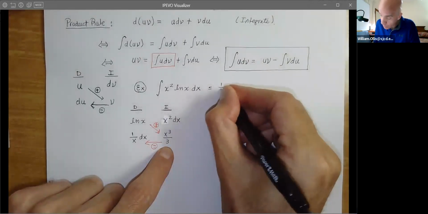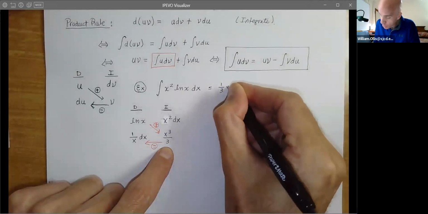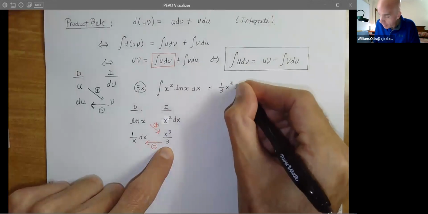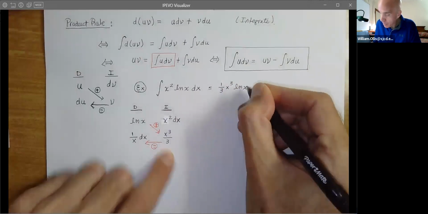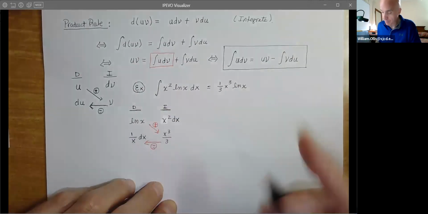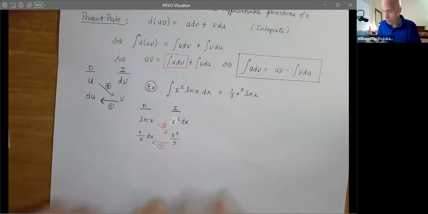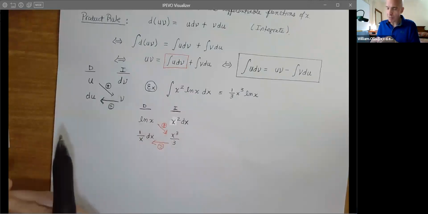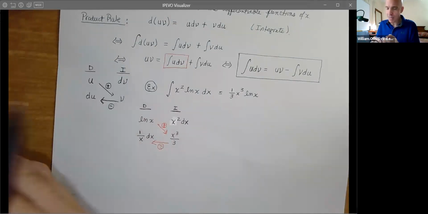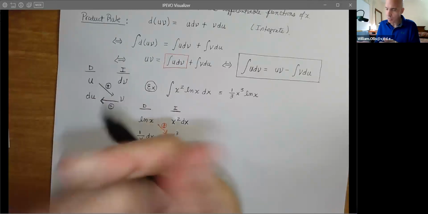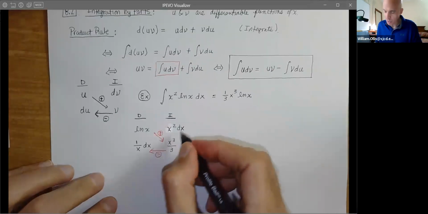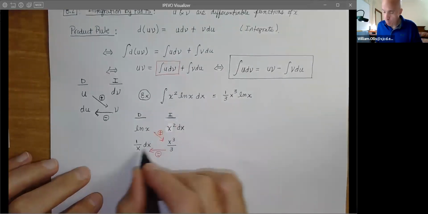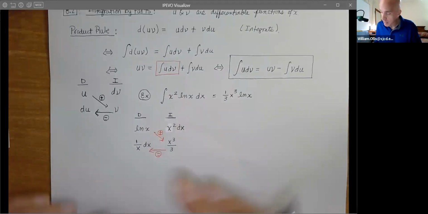We'll do 1/3 x cubed ln x. That's the UV. Sorry, I get all over myself. The sad part about these nice pens here is that they drip, but they do really good forms here on the paper that you can see.